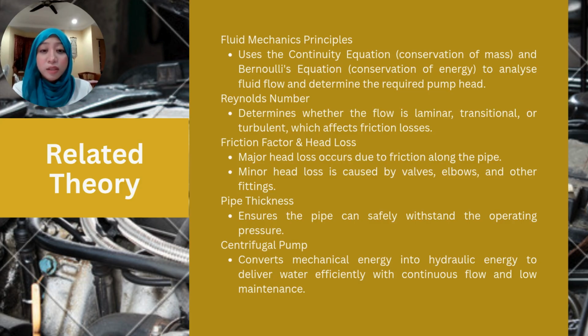Next is the Reynolds number. It is used to determine whether the flow inside the pipe is laminar, transitional, or turbulent. This is important because the flow condition affects the friction loss in the pipeline. The next theory is friction factor and head loss. There are two types of head loss: major head loss, which occurs due to friction along the pipe, and minor head loss, which is caused by valves, elbows, and other fittings. Both losses influence the pump performance and energy consumption.